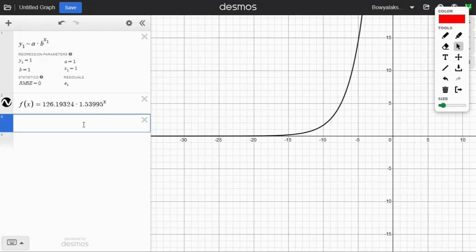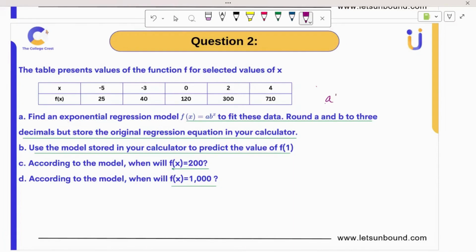Let me show the thing. Actually, the question says round to 3 decimals, but store the original. So let me round off and represent the answer here. Okay, so the A part answer is directly from the calculator. You should write something like this: f of x is equal to, I got my a as 126.19324. As per the instruction, I will go with 3 decimal places: 126.193 into b power x. So what is my b rounded to 3 decimal places?